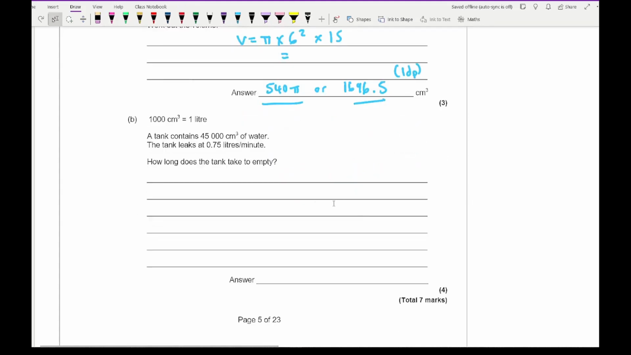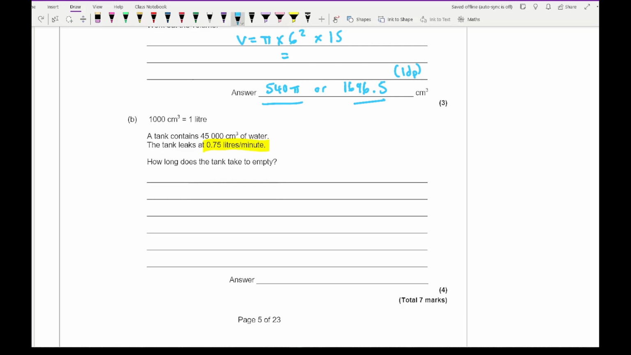Part B then says that a tank contains 45,000 centimeter cubes of water. The tank leaks at 0.75 litres per minute. How long does it take for the tank to empty? So again, here we're given the rate of output, which in this question is 0.75 litres per minute. So it's a case of a reverse question. What I need to do is work out the time.